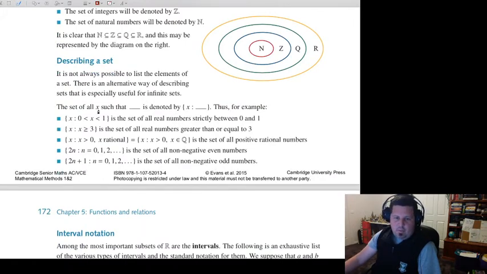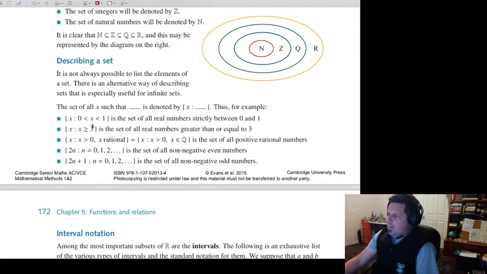Now, there's different ways we need to describe a set. Cool, it says it's not always possible to list the elements of a set. Yep, because it could take a long time. You have to write, you know, a million numbers, etc. We want shorthand ways of doing this in maths, so it's especially useful when you're talking about infinite sets. Cool. So it says the set of x such that is denoted by thus.